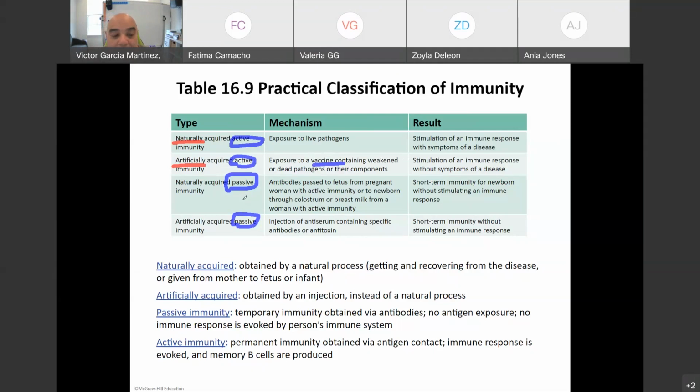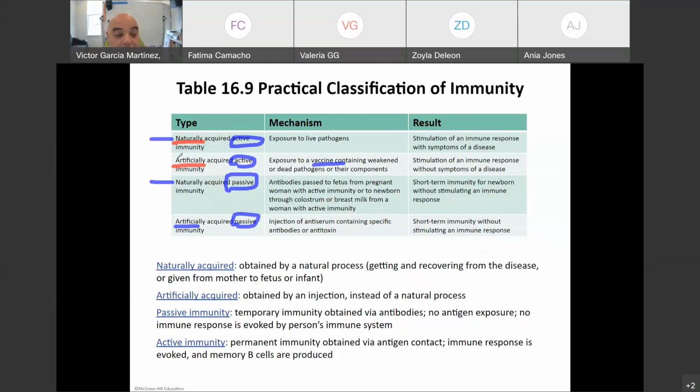But you can receive, instead of the antigen, the immunoglobulin. Then it's going to be artificial, but passive. And one natural way to receive antibodies is when you receive antibodies from your mother. It could be through the placenta or during lactation. Then natural is going to be the disease or the contact with your mother.